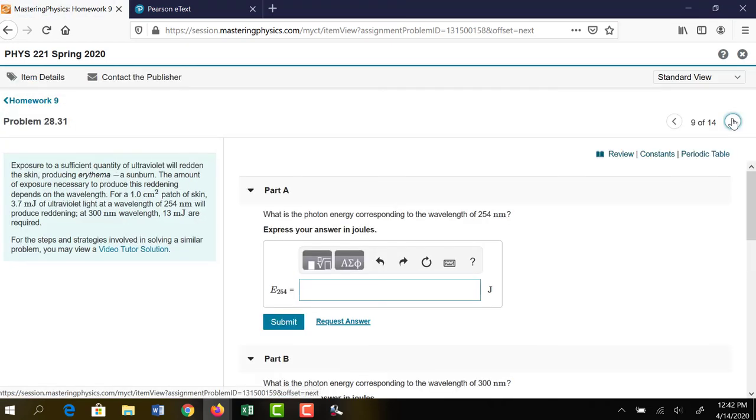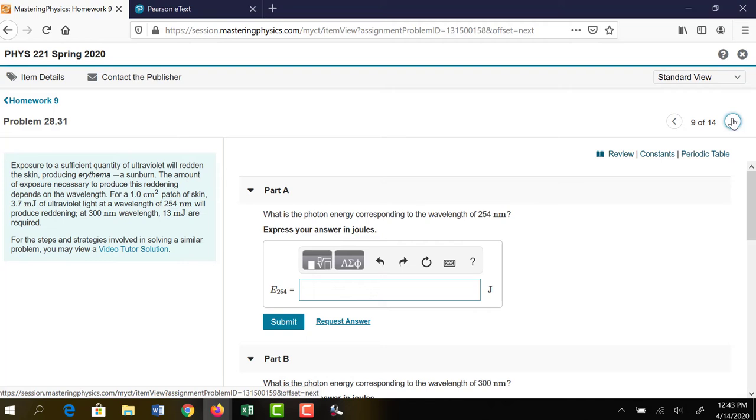Here's another problem we can take a look at. Exposure to a sufficient quantity of ultraviolet will redden the skin, producing a sunburn. The amount of exposure necessary to produce this reddening depends on the wavelength. Remember, the lower the wavelength, the higher the energy. For a 1 centimeter square patch of skin, 3.7 millijoules of ultraviolet light of wavelength 254 nanometers will produce reddening.